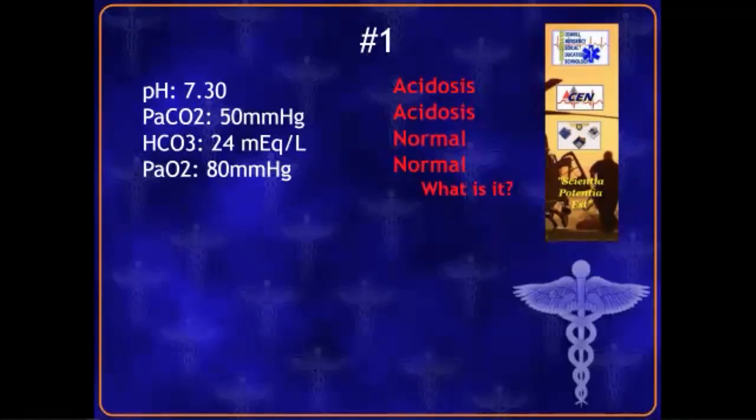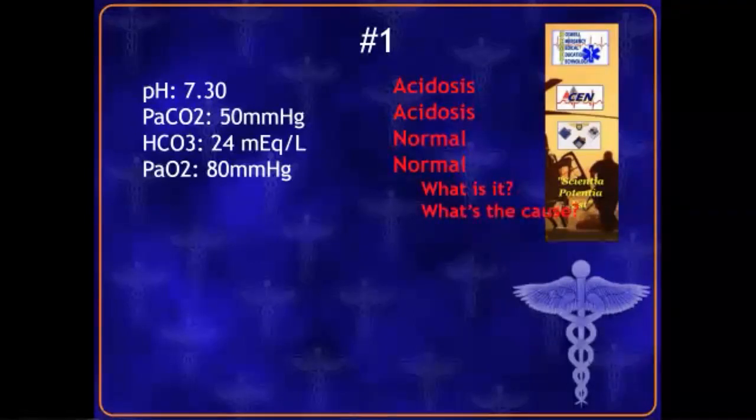And then I look at my respiratory, my CO2, or my bicarb, the metabolic, and decide which of those values matches the pH. In this case, the CO2 is an acid value also. So the CO2 matches the pH, so that means this is a respiratory acidosis. The CO2 is the problem. The respiratory system is the problem. So it's a respiratory acidosis.